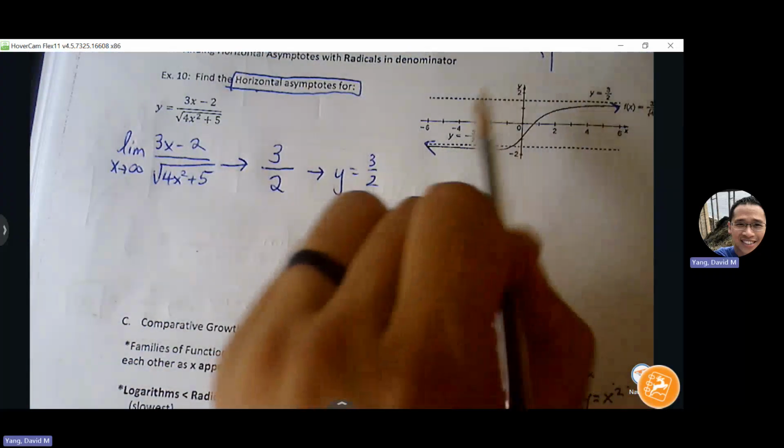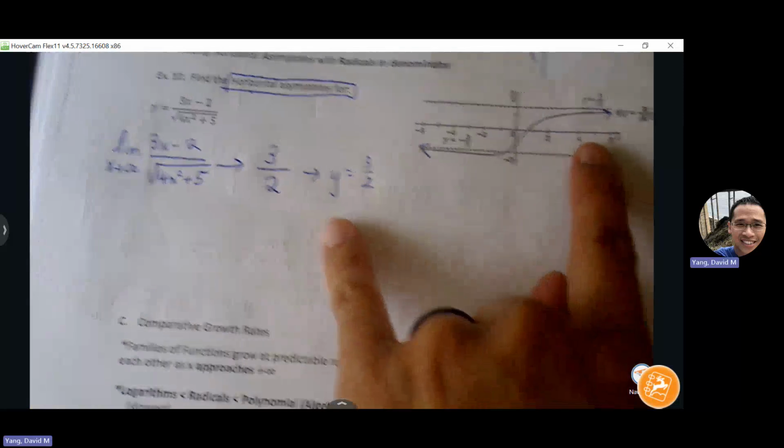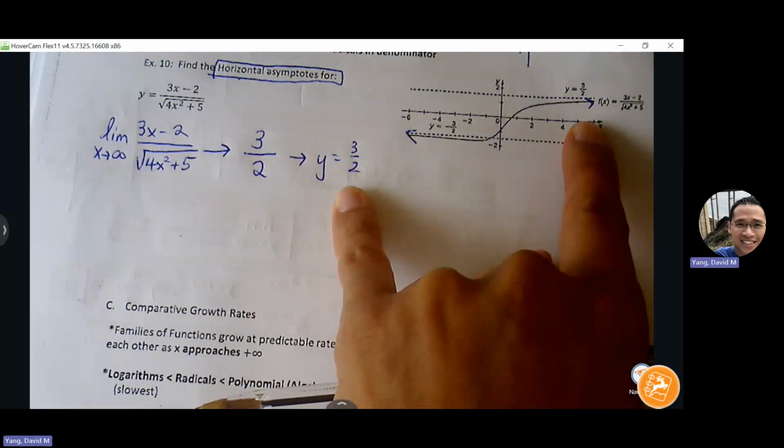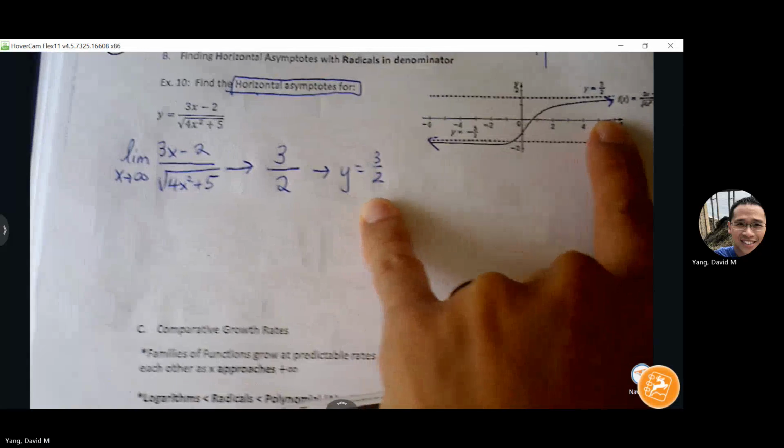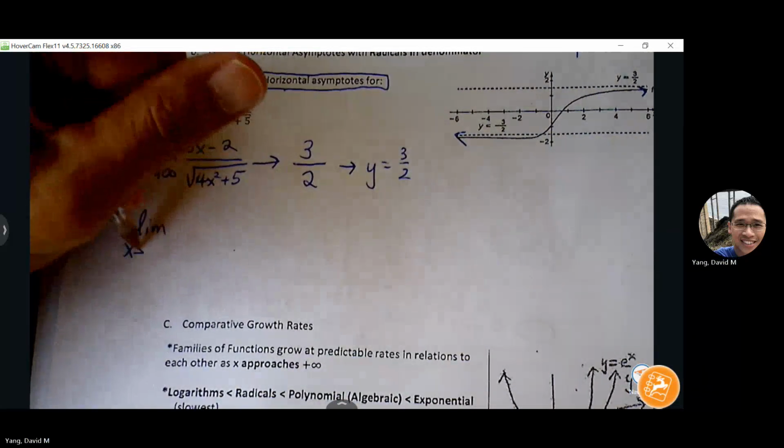And we can see that it's consistent with our graph. We're not going to sketch the graph, but I want to show you that what we're getting does match the graph. Okay, y equals 3/2. You guys see that? All right, now let's look at x approaching negative infinity.